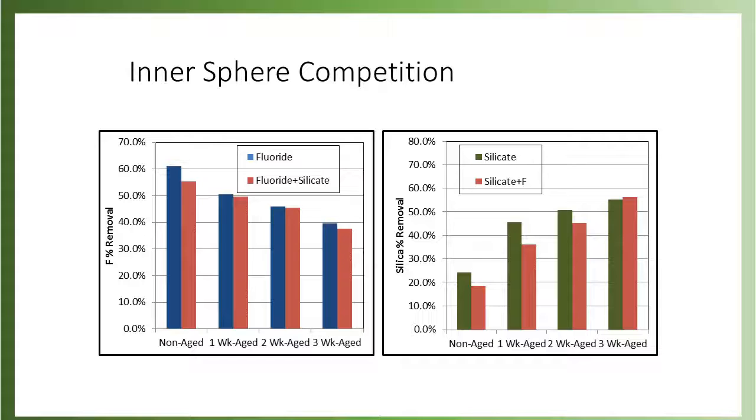fluoride removal is decreased in the presence of silicate, and here silicate removal is decreased in the presence of fluoride. If we look at the larger trends, we see that fluoride removal is decreasing with time, as silicate removal is increasing with time. So it's interesting, as we're informed with these mechanisms of adsorption, to see how these competitions play out and what kind of implications that has on NOM as a DBP precursor in the system.